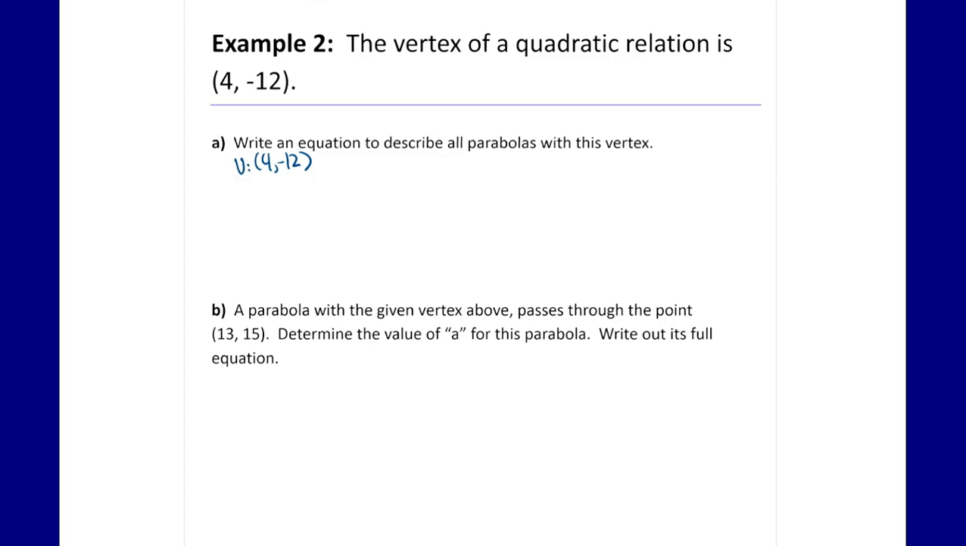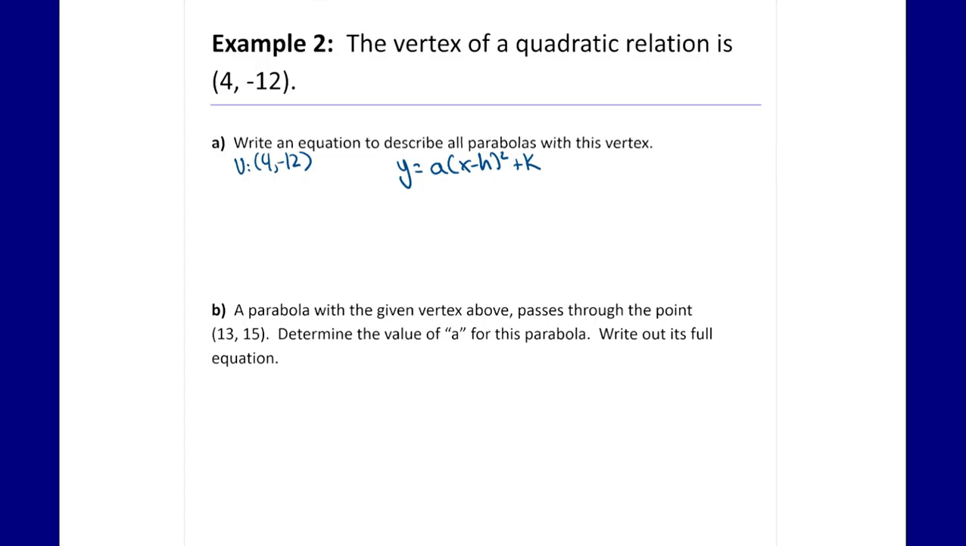Now, if I want to write an equation for this parabola, because I'm given the vertex, I should be using the vertex form. So y equals a(x - h)^2 + k. If I was given something else, like the x-intercepts, I might use a different form. However, because I'm given the vertex, I want to use vertex form.